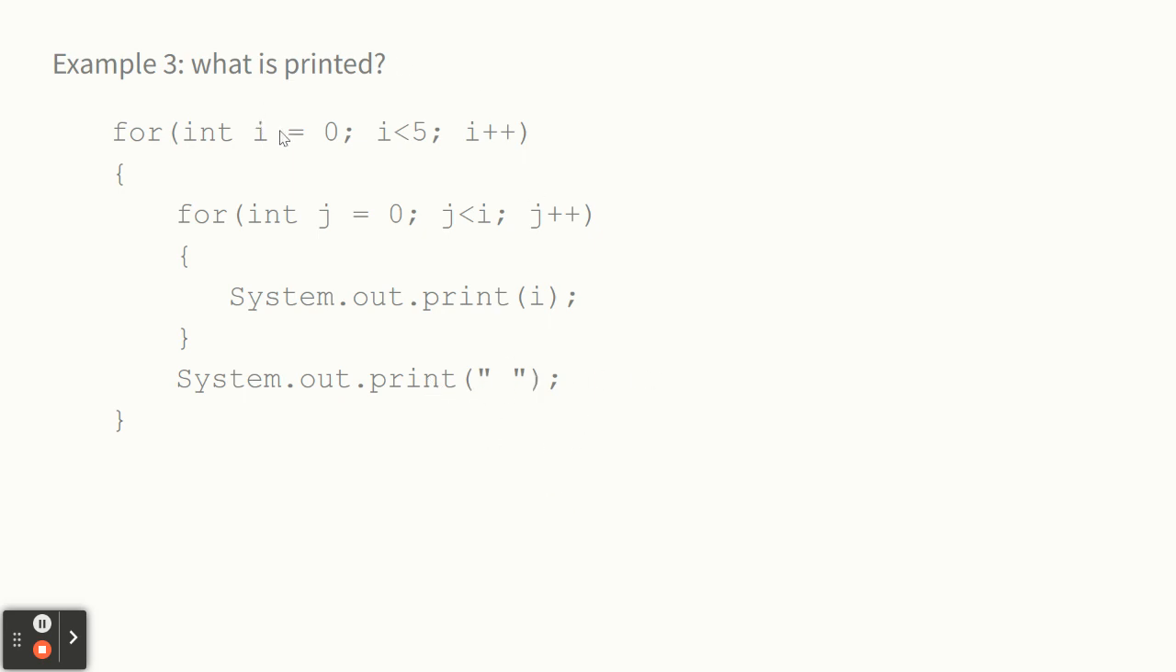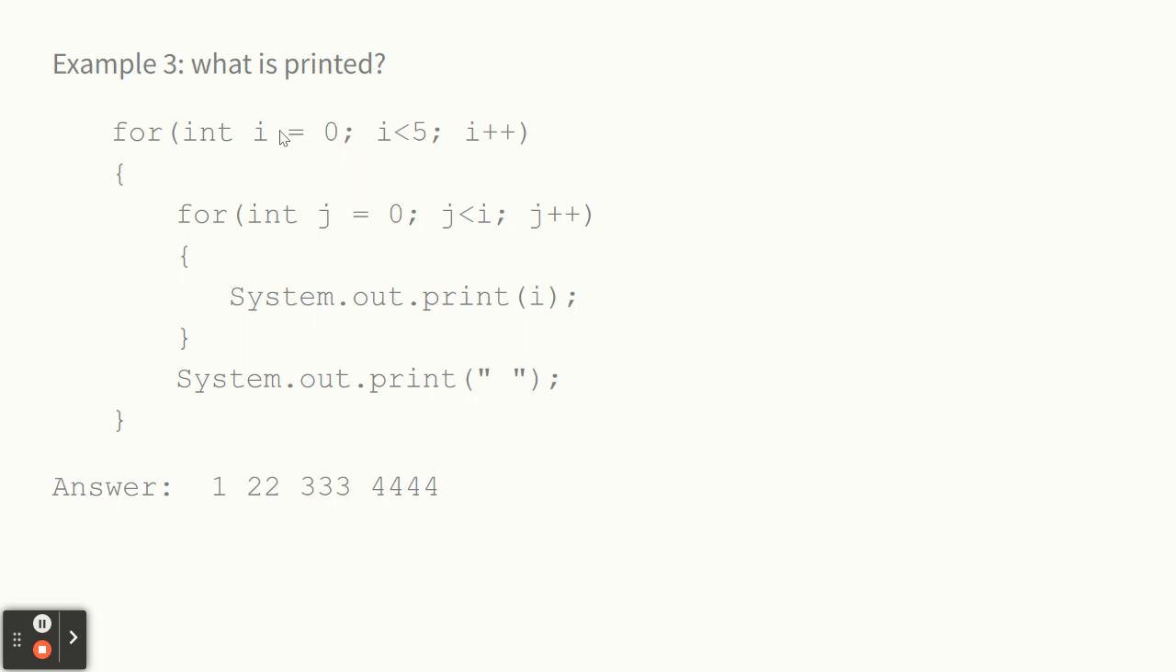I is now 1. We come in. J starts at 0. As long as J is less than 1, 0 is less than 1, we're going to print I. So it's going to print a 1, just once. Then it prints a space. And we go back out to the top. I is 2. Come on in. And J is going to be 0 and then 1. But we're printing 2. So we're going to print 2, 2, and then a space, and so on.